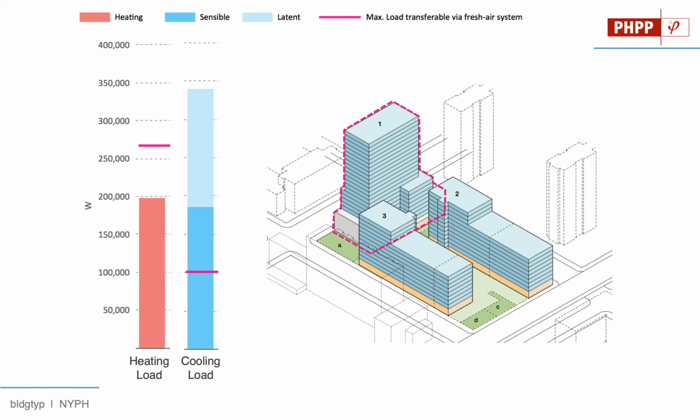We've looked at this on several projects. This is just one example of a project from many years ago where we were assessing this strategy. It's a large building here in Manhattan. On the left-hand side, you can see the modeled peak heating loads and peak sensible and latent cooling loads. The red is heating, the dark blue is sensible cooling, and the light blue is latent cooling, dehumidification. Those are the modeled loads for the building, and the red lines show the maximum load transferable through the fresh air system, through the ERV.